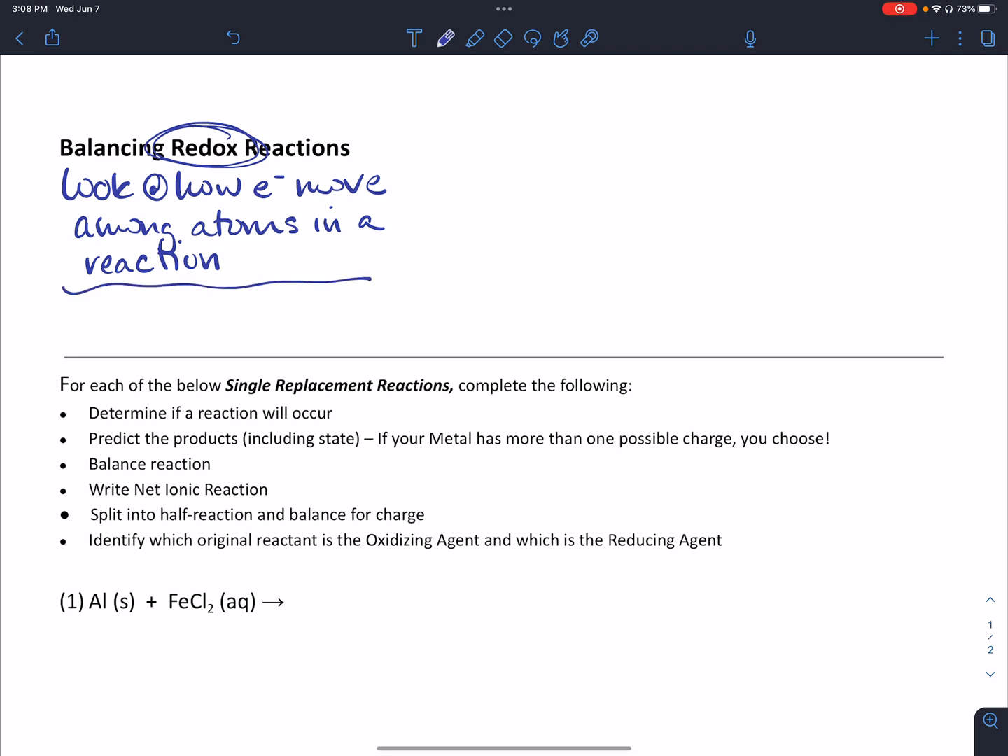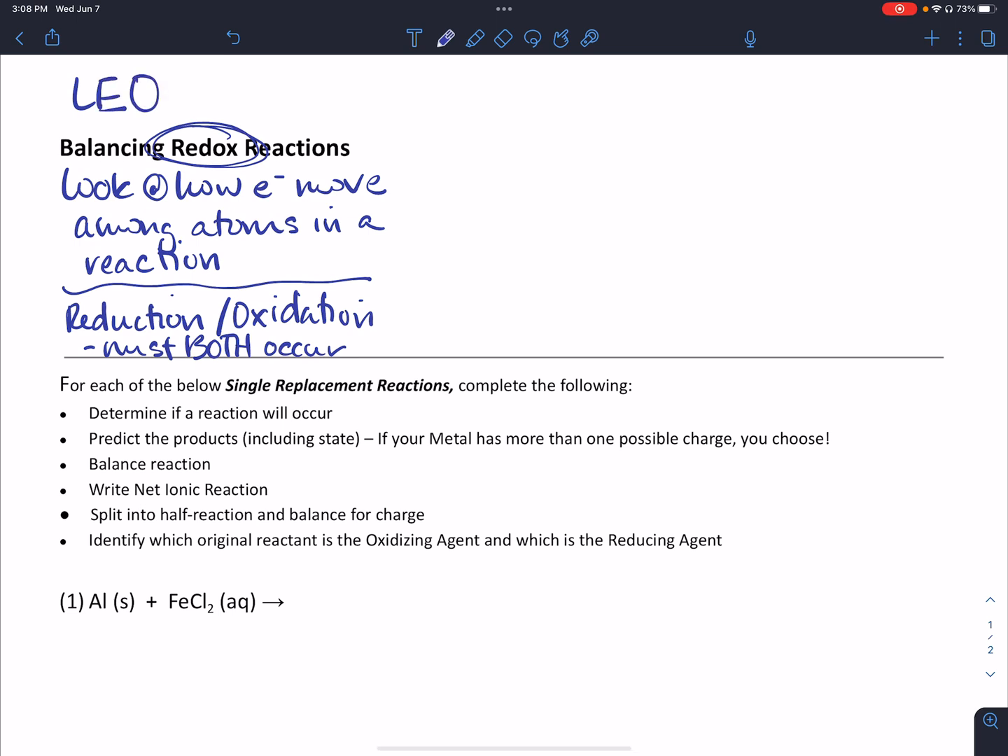All right, so to keep in mind, you have to have two reactions. That's where the word comes from. You need to have a reduction and an oxidation, and they must both occur at the same time. To help us remember that, we have a little mnemonic device we like to use: if an element is losing an electron, then it's undergoing oxidation, and if an element is gaining electrons, it's undergoing reduction. So we write LEO says GER.